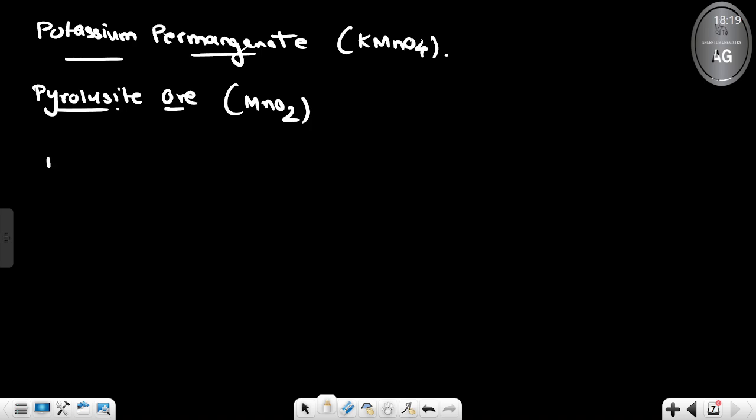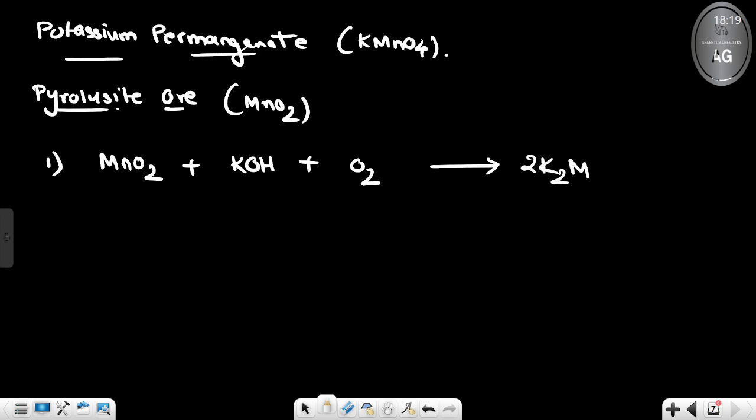The first step of the reaction remains the same as we have done before. This reaction is also the same. Just we will use KOH instead of NaOH. Simple. So MnO2 plus KOH plus oxygen forms 2 K2MnO4 plus water. This time only water will be formed. Balancing, I think, is 4 KOH, 2 MnO2, and I think 2 will be put here also. Another 2 will come here anyway.